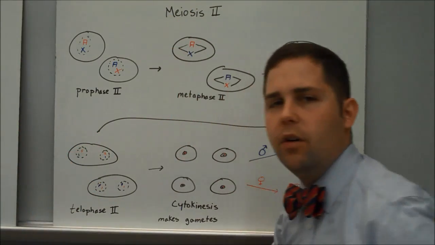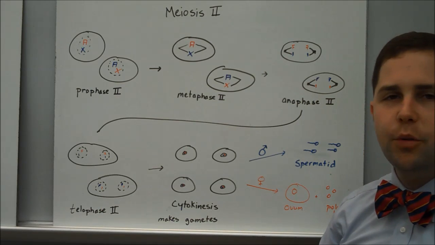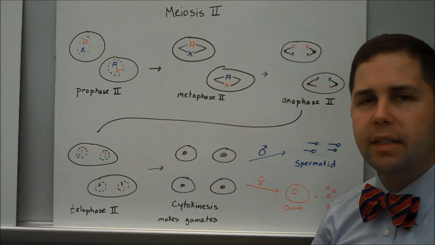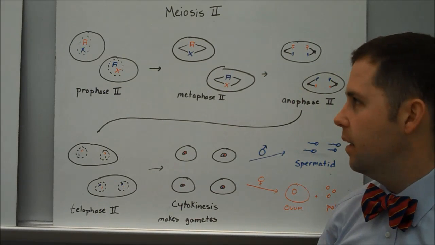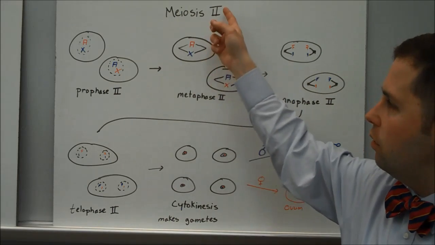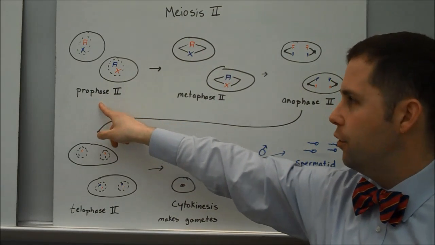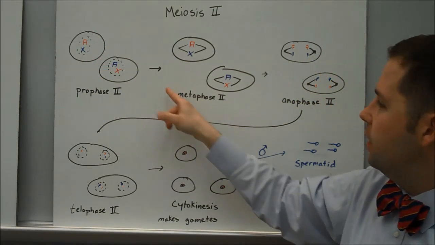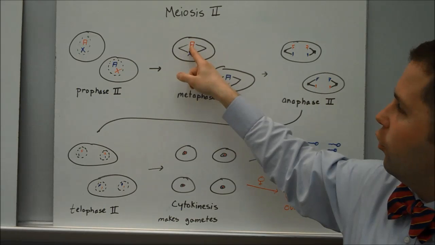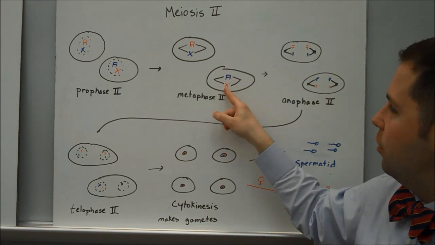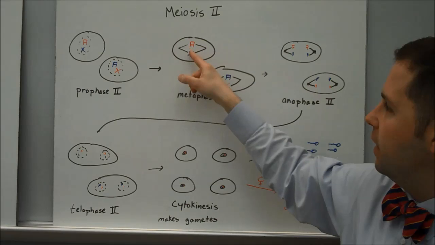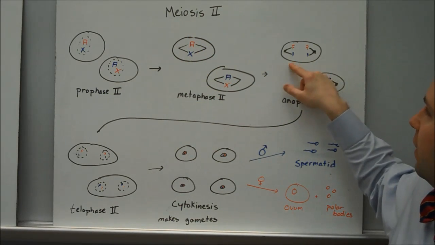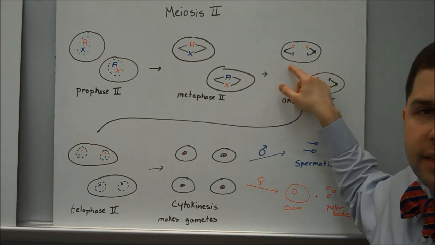If you understand what's going on in meiosis 1, I think meiosis 2 is actually even simpler to understand, because meiosis 2 is almost identical to what we looked at in mitosis. In meiosis 2, we start with prophase 2, where our nuclear envelopes start disintegrating. We move to metaphase 2, where single chromosomes align along the metaphase plate. After metaphase 2, we move to anaphase 2, where we will actually split the sister chromatids apart.